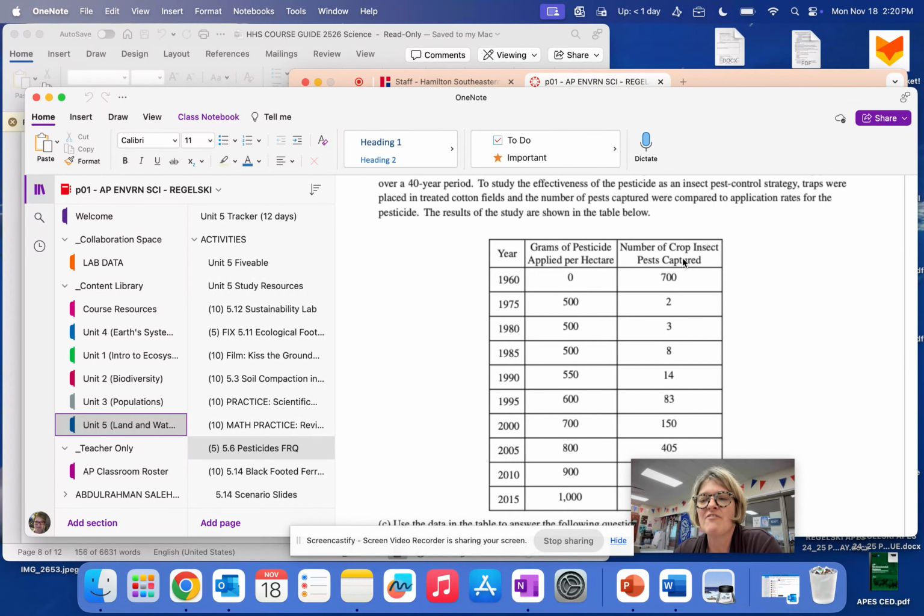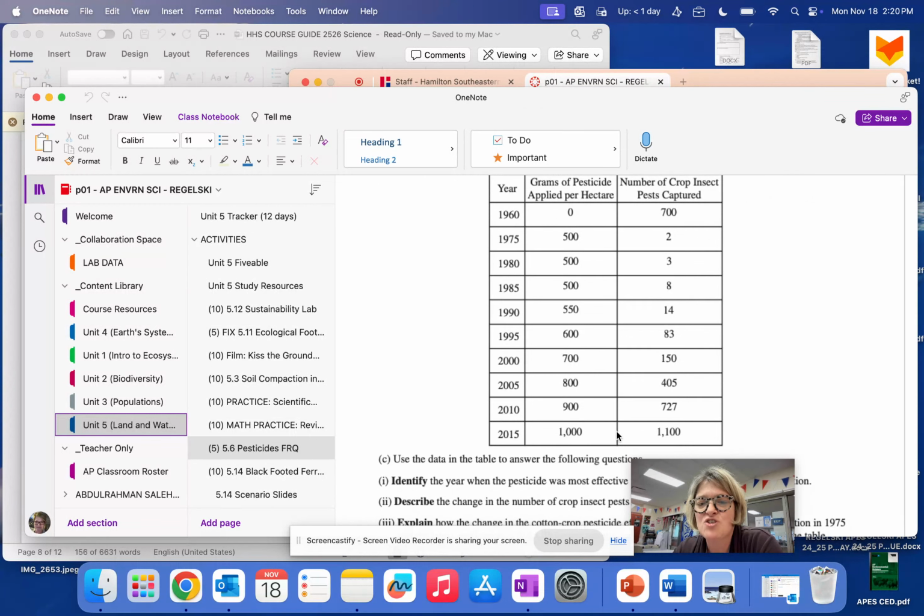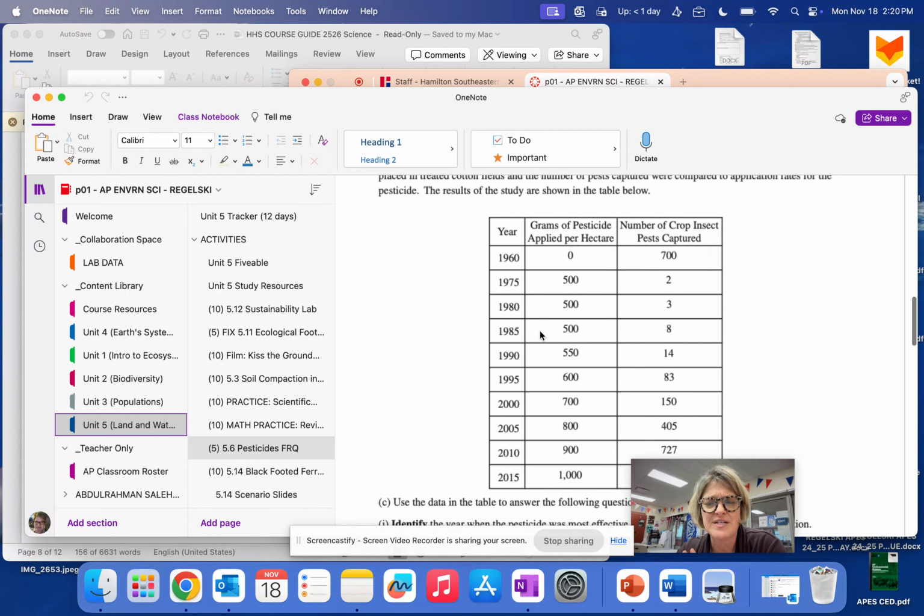Those are the number of pests or number of insects that were captured in the traps that they describe up here above. That means that as more pesticide was applied, the number of insects starts to increase again. The number of live insects increases up to the point that the traps in 2015, when this much pesticide was applied, this many insects were still alive after the pesticide was on the crops. Okay. So that's all I want to tell you about that.